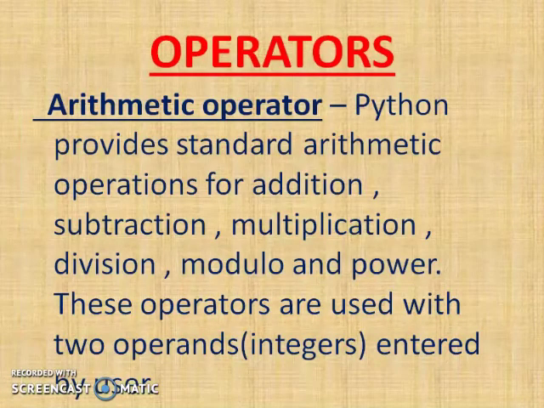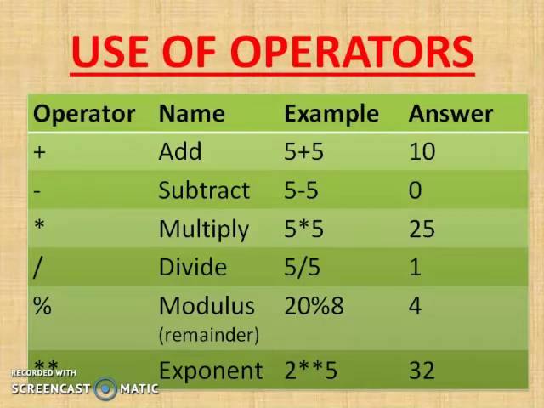Next is operators. Arithmetic operator. Python provides standard arithmetic operations for addition, subtraction, multiplication, division, modulo, and power. These operators are used with two operands entered by the user. Here in this table you can see that the first one is the add operator. This is used for the addition. The second one is the subtract, that is used for the subtraction. The third one is the multiply. For the multiplication we'll use this asterisk sign and it will give the multiplication of two numbers.